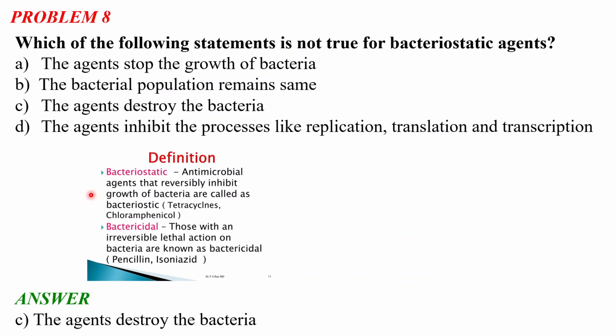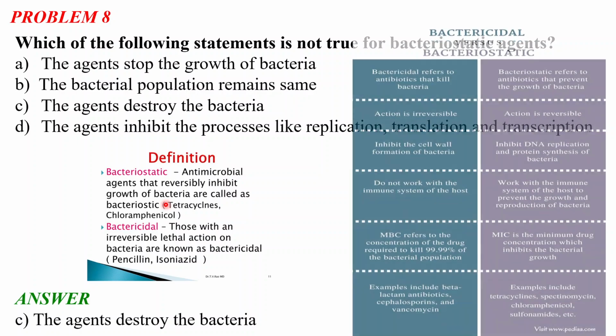The definition is that bacteriostatic agents are antimicrobial agents that reversibly inhibit the growth of bacteria, and those with an irreversible lethal action on the bacteria are known as bactericidal. So bacteriostatic agents inhibit the growth, but they do not kill the bacteria. Bactericidal agents are the ones which kill the bacteria. For example, penicillin and isoniazid are bactericidal agents, and tetracyclines and chloramphenicol are bacteriostatic.